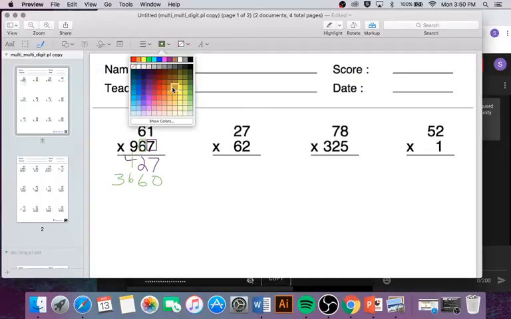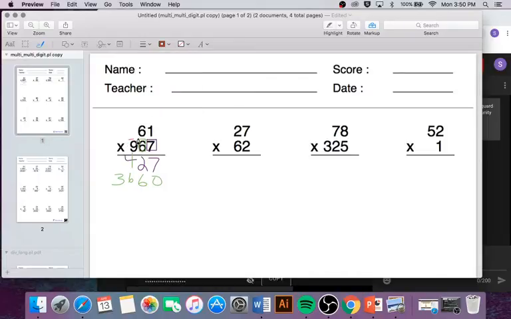And then we're going to move over again to our 9. Okay. So we have a placeholder for the ones place now, and a placeholder for the tens place. We're going to do 9 times 1, which is 9. And 9 times 6 which is 54.